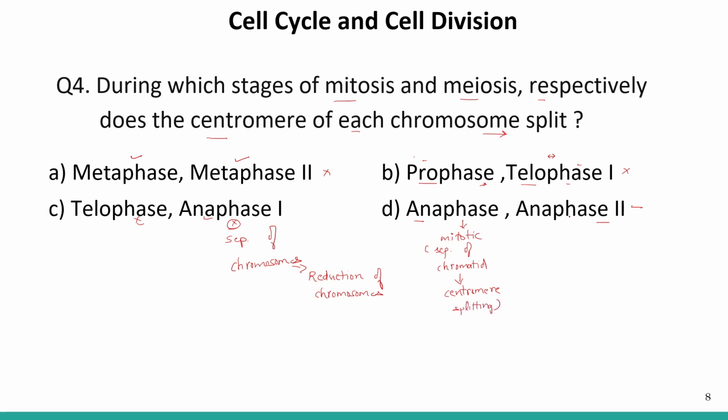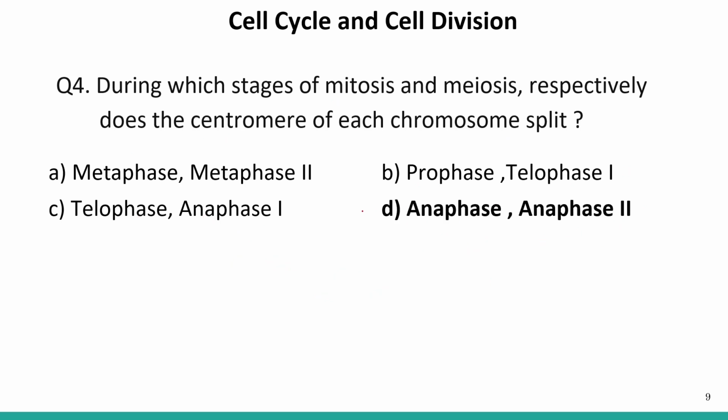Centromere splitting. Here also, in anaphase 2, what happens? There is centromere splitting and separation of chromatids leading to the equational division. That's why mitosis is known as equational division. Anaphase 2 is also known as the equational division. It is similar to mitosis. So the answer is D.